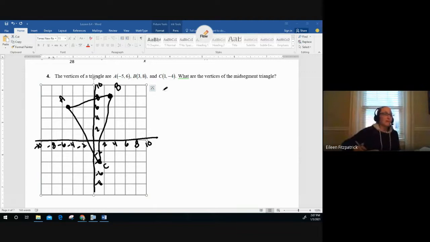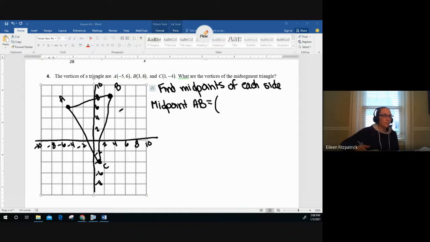But the easier way of doing it is to use the midpoint formula, which we've used earlier in this school year. So we're going to find the midpoints of each side. All right, so I'm going to find the midpoint of AB. Remember, the midpoint formula says take your x coordinates and average them. So -5 plus 3 divided by 2, and then take your y coordinates and average them. 6 plus 8 divided by 2.